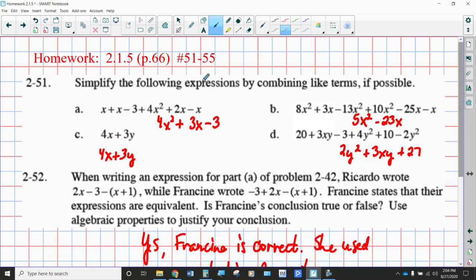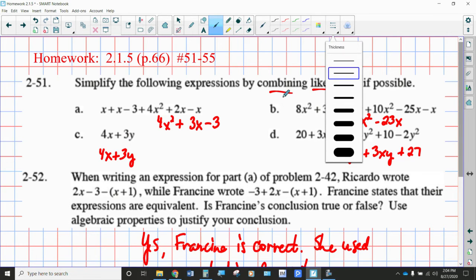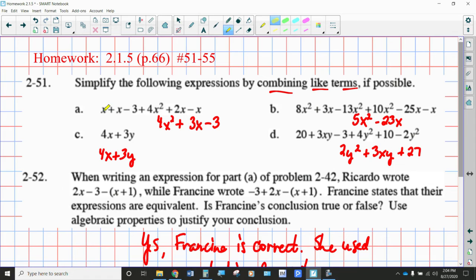All right, simplify the following expressions by combining like terms. Again, we'll highlight: you got an x, you got another x, you got a third x, and there's a negative x. So 1, 2, 3, 4 x's minus that 1x gives us 3 x's. And then the other terms, there's nothing to combine with those. So any order you want to write these is fine.